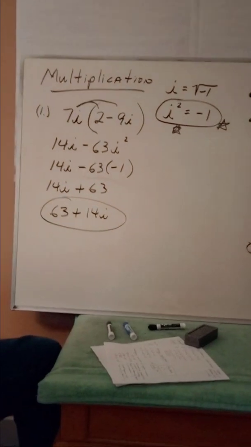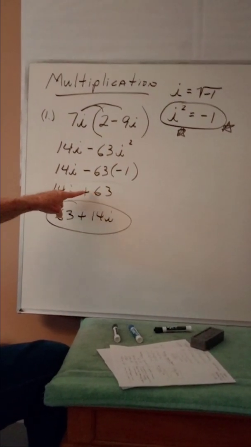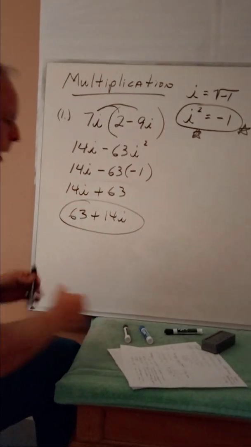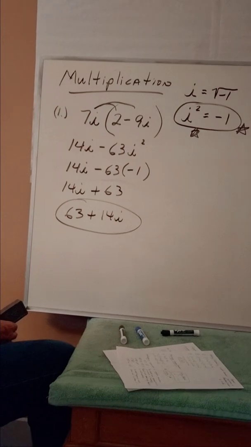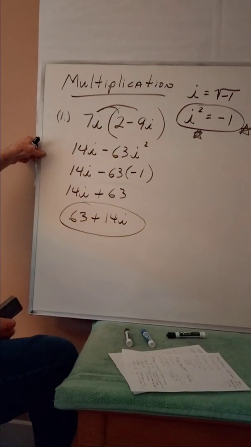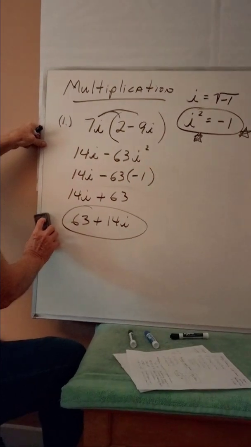If you were to say, what if I by chance on an exam left it in that way, would you mark it wrong? I wouldn't. It's commutative, but we're putting it in the form of a plus bi. It's item number 1.